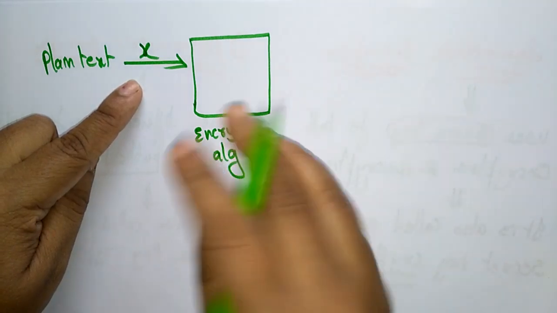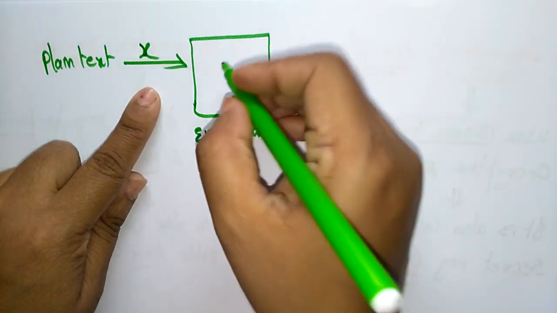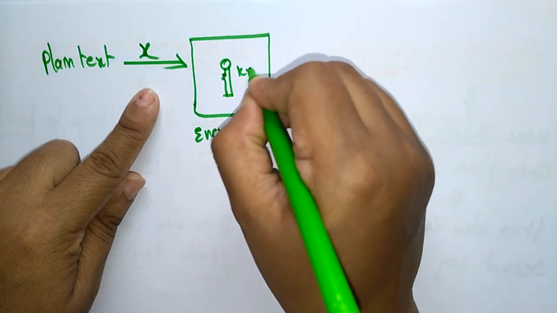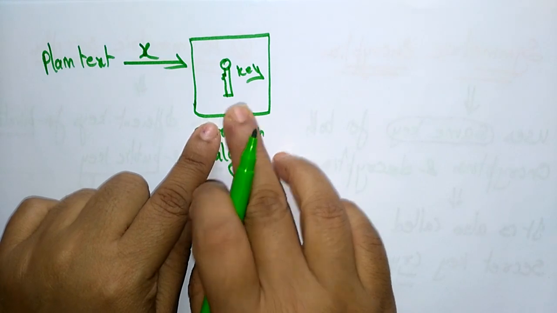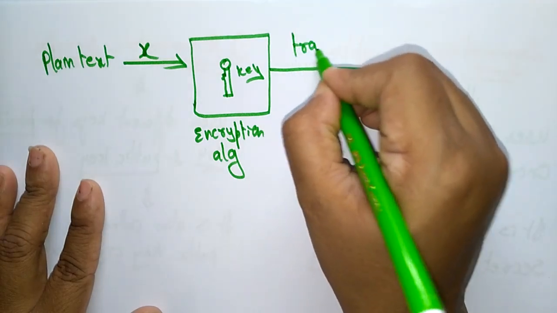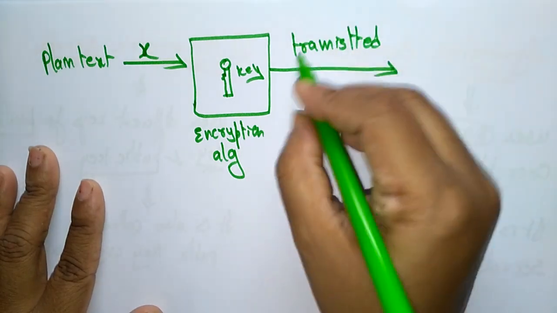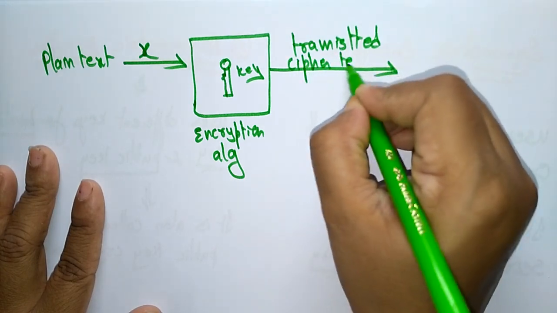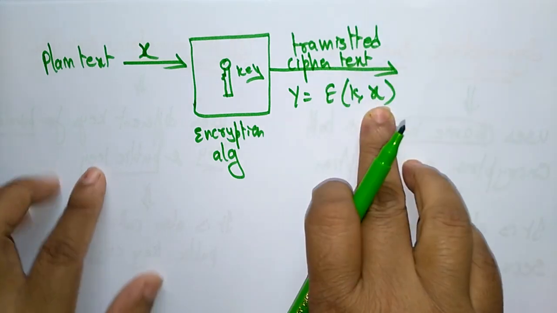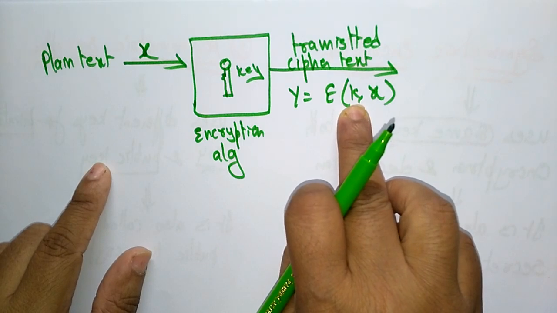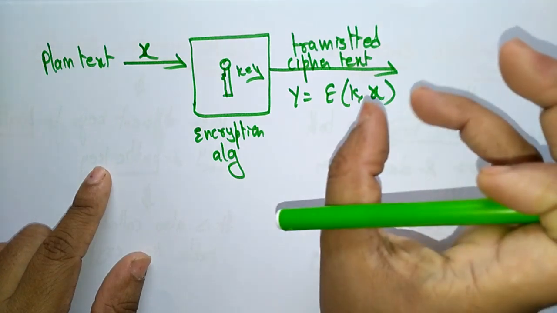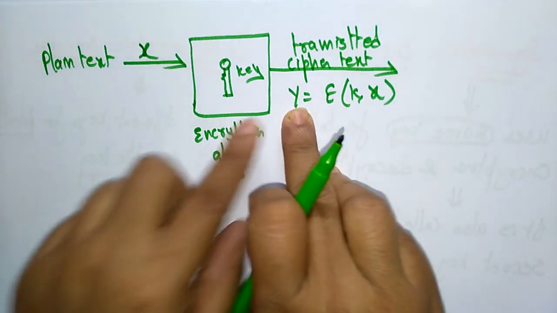Encryption algorithm I applied on this X, means the secret key I introduced here. Okay, so this is a secret key. This secret key is shared by the sender as well as the receiver. The transmitted ciphertext is nothing but the encrypted data, in the form Y is equal to encryption of K comma X. X is our data and K is a key. Both X and K are encrypted, and that value will be stored in Y.